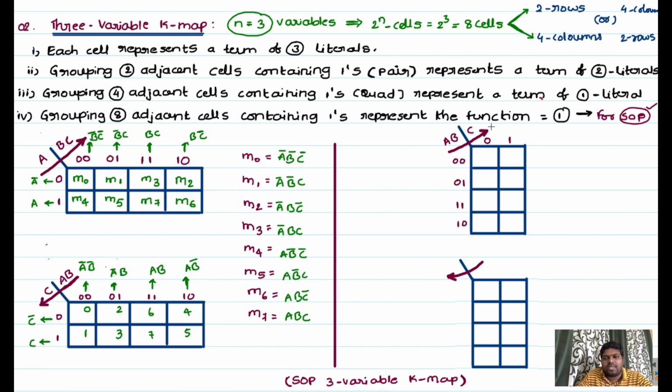Okay, now you can assign the complementary and uncomplementary variables. So here I am taking C bar, and this one C. This is also for sum of product only, but the arrangement is different. Ultimately, you will get the same minimized Boolean expression. So now here I am taking A bar B bar, and here I will take A bar B, and A B, and A B bar.